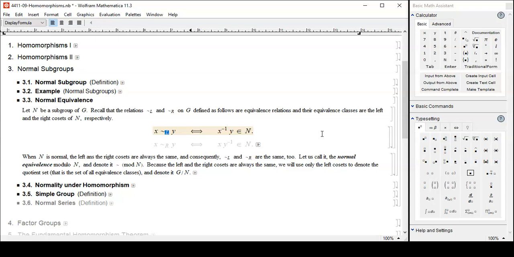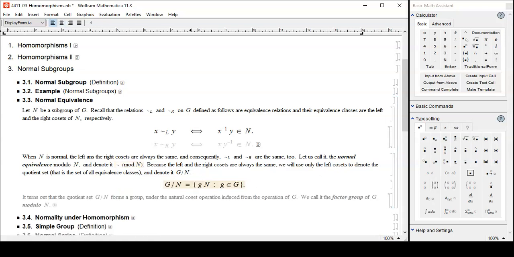But then again, whether this subgroup N is normal or not, that's important. So N has to be specified. So we call it the normal equivalence modulo N. We denote it like this. The wave notation, tilde notation, and mod N. Recall that this is an equivalence relation, so we have equivalent classes. And consequently, we can consider the set of all equivalence classes, which we call the quotient set, defined like this.